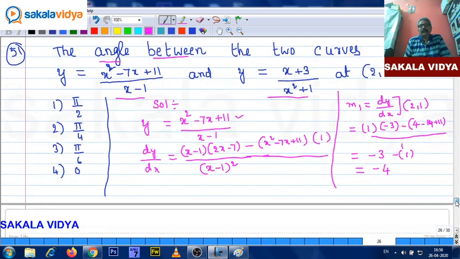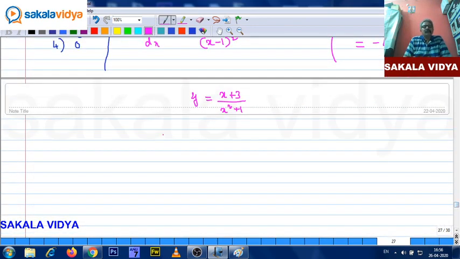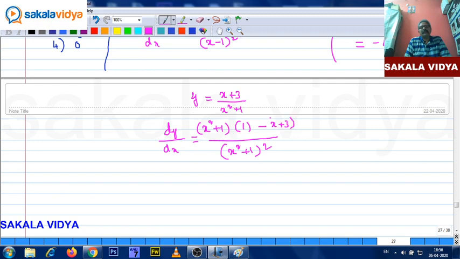Let us go for the second curve, y equals x plus 3 by x square plus 1. Now we need to differentiate the second curve. So, dy by dx is equal to, here we get x square plus 1 whole square, x square plus 1 into derivative of x plus 3 is 1, minus x plus 3 into the derivative of x square plus 1, that is 2x. So, now let us find m2, dy by dx at 2 comma 1.